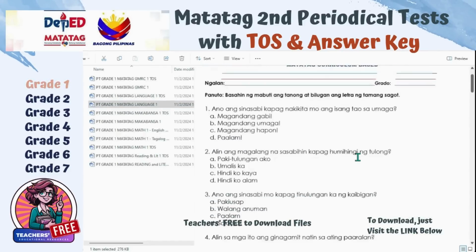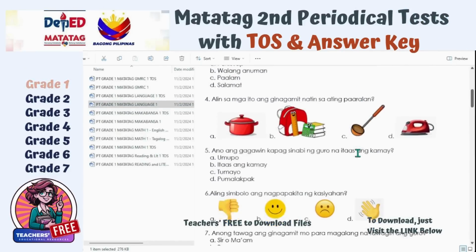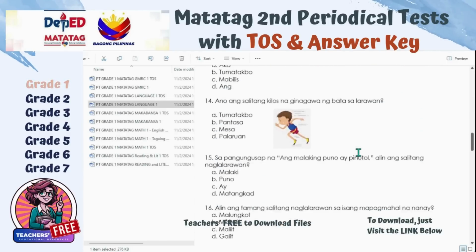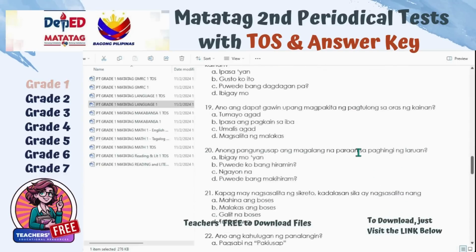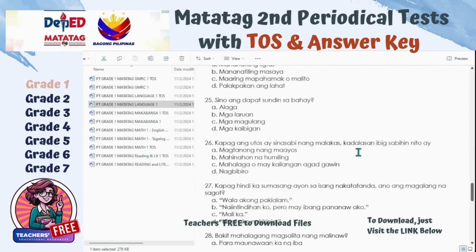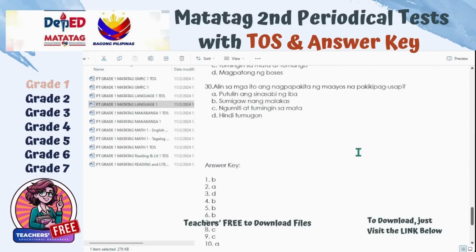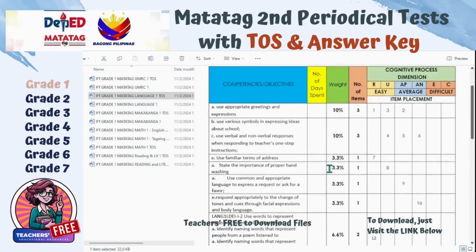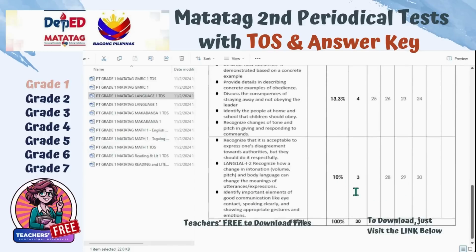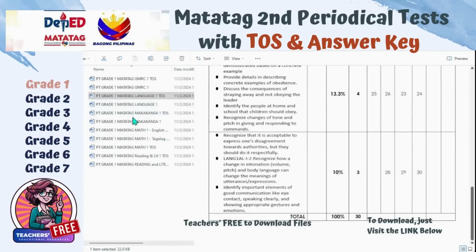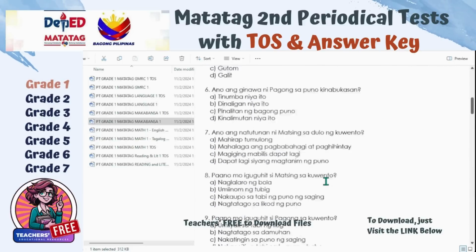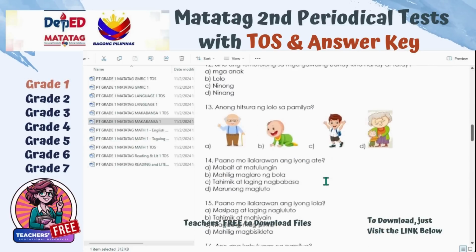We also have Language 1 periodical test where in the exam, you'll use proper greetings and expressions, respond to instructions and tones, and identify naming, action, and describing words from stories. You'll also show good manners during mealtime, understand the importance of prayer, and demonstrate respectful communication. Lastly, you'll recognize how tone and gestures change the meaning of what we say. Study well. These skills are useful not just for the test but in everyday life.